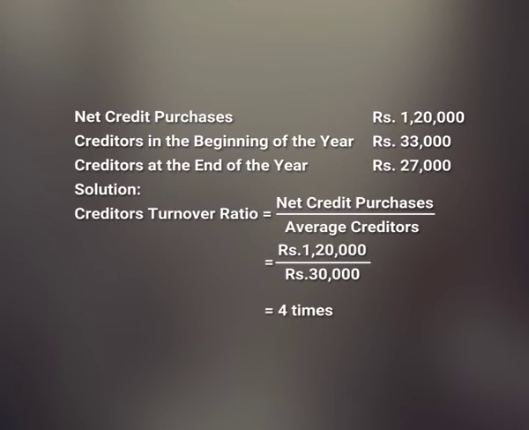Calculate creditors turnover ratio from the following: net credit purchases of rupees 1,20,000, then creditors in the beginning of the year rupees 33,000, then creditors at the end of the year rupees 27,000. Now, we will have a solution for this. Creditors turnover ratio is equal to net credit purchases divided by average creditors, which is equal to rupees 1,20,000 divided by rupees 30,000, which is equal to 4 times.